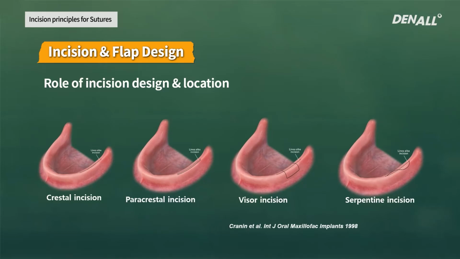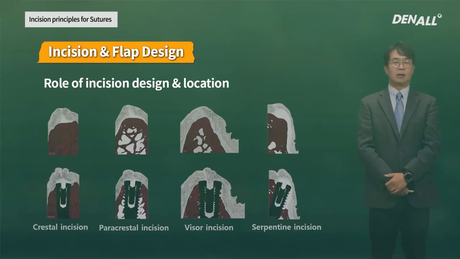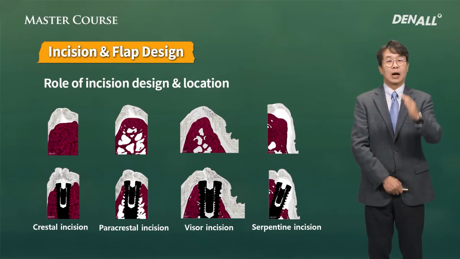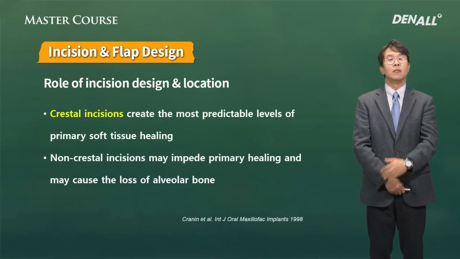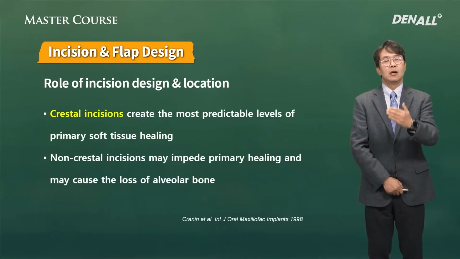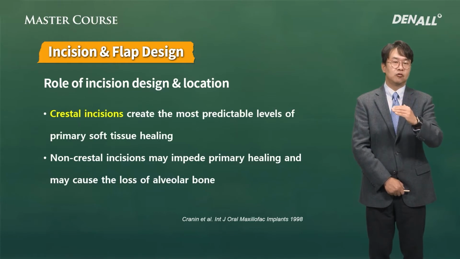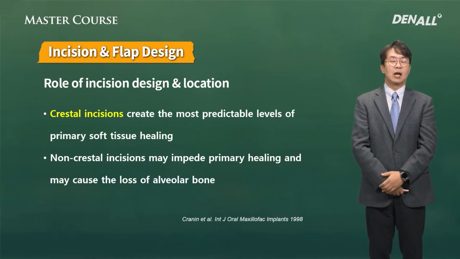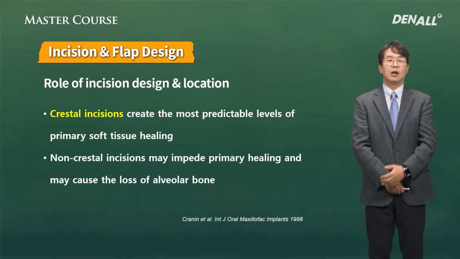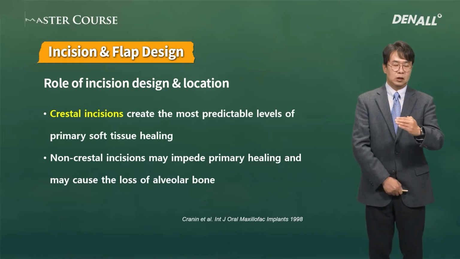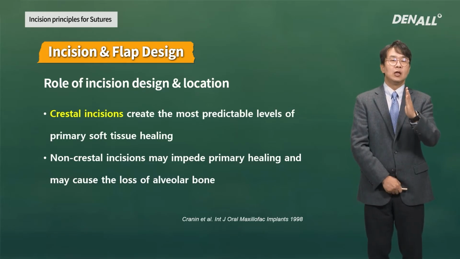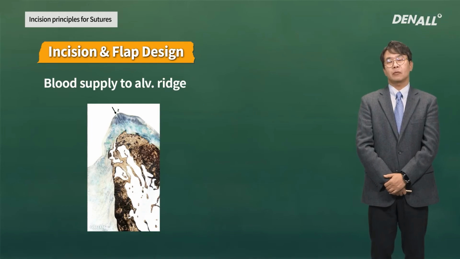If you compare them, bone loss differs after implant placement. So considering that crestal incisions into the keratinized tissue create the most predictable levels of soft tissue healing and have the least alveolar bone loss, as reported in the late 1990s, the incision should be made in the keratinized tissue.